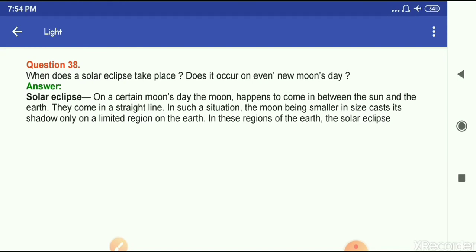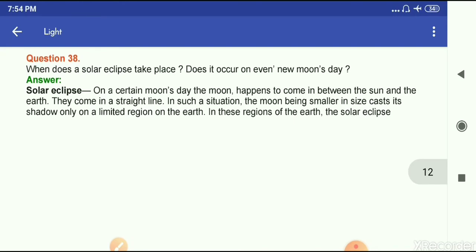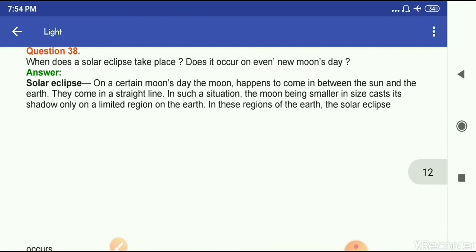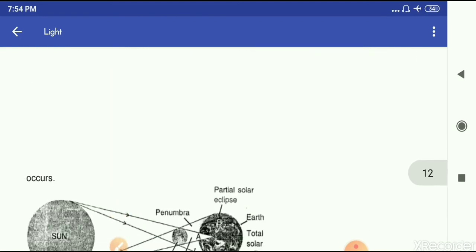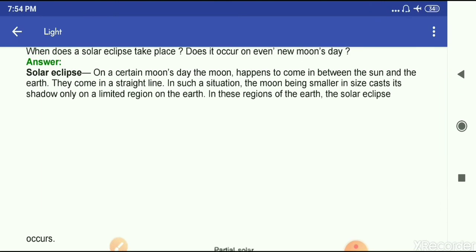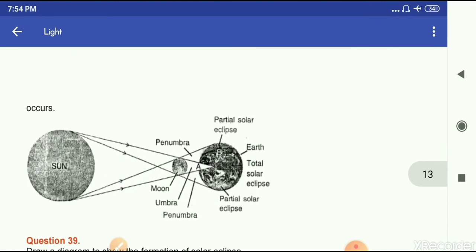Answer. On a new moon day, the moon happens to come in between the sun and the earth. They come in a straight line. In such a situation, the moon, being smaller in size, casts its shadow only on a limited region of the earth. In these regions, the solar eclipse occurs. Okay, and this is your diagram for solar eclipse.